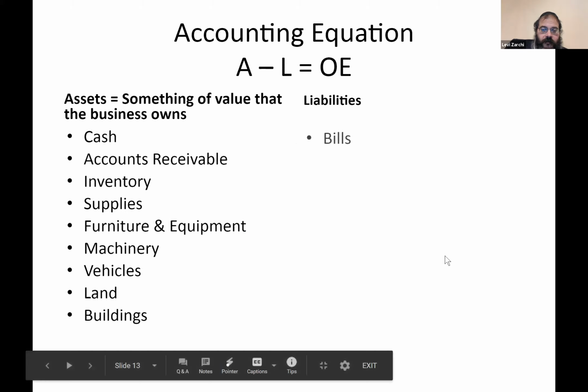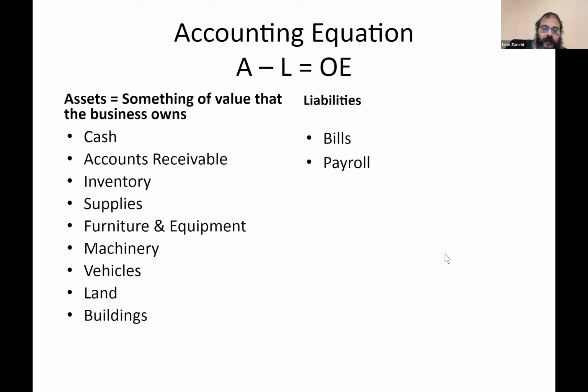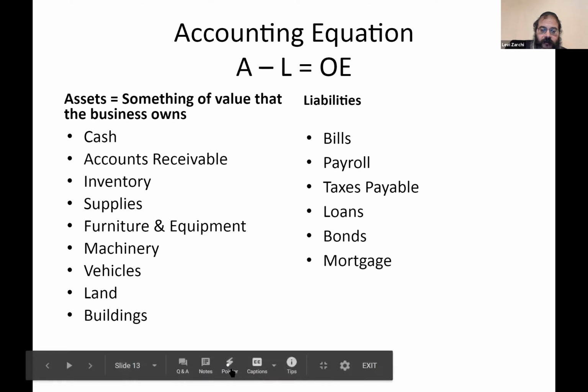Then you have liabilities. Those are bills. You have payroll, which until you pay it, is a liability. Once you pay it, then it's an expense. You paid it out. You have payroll taxes. Again, until you pay the taxes, it's payable. Once you pay it, it's paid. You have loans, you have bonds, and you have mortgages. These are all things which could have liability in the company.